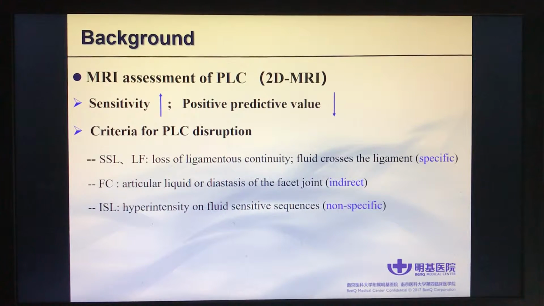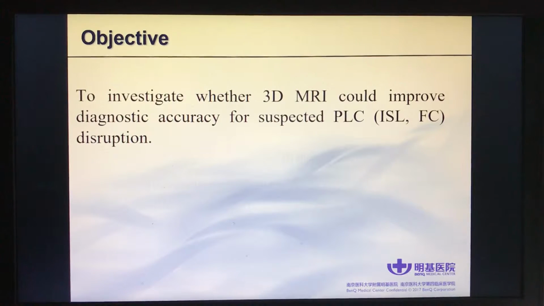Using this sign as a standard for diagnosing ligamentous disruption inevitably lowers the diagnostic specificity. These issues highlight the need for further development of consensus-based criteria to define MRI features of ISL and FC disruption or integrity. 3-dimensional MRI allows thinner slice imaging with no inter-slice gaps and enables many planar reconstructed images to be viewed in any plane. Therefore, the purpose of this study was to investigate whether 3-dimensional MRI could improve diagnostic accuracy for suspected ISL or FC disruption.